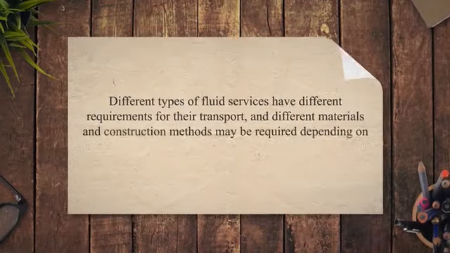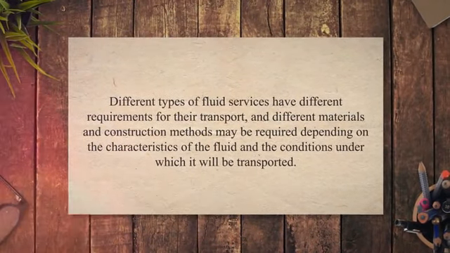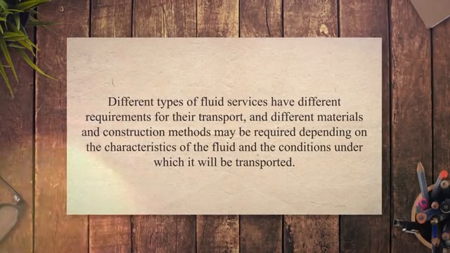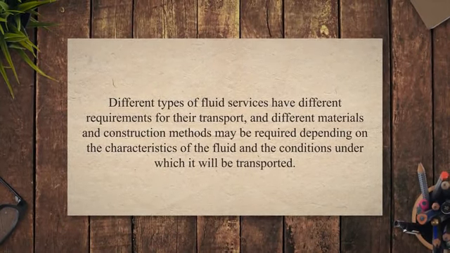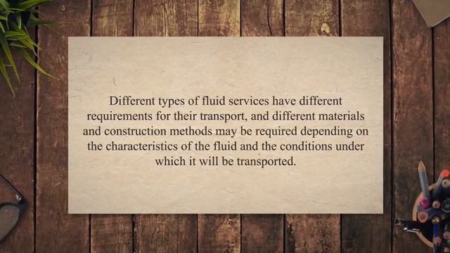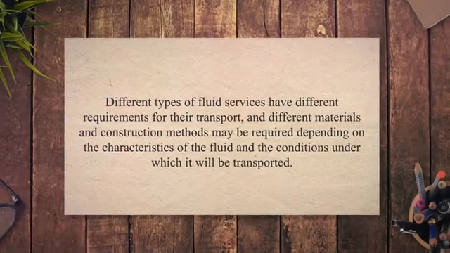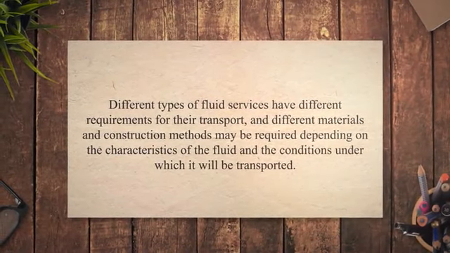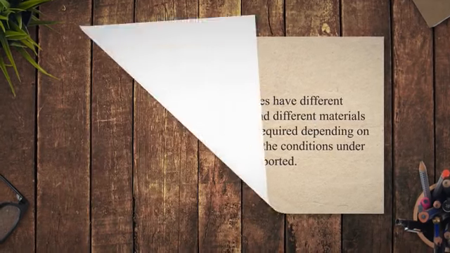The selection of appropriate piping materials and construction methods is crucial for ensuring the safe and efficient transportation of fluids in process piping systems. Different types of fluid services have different requirements for their transport, and different materials and construction methods may be required depending on the characteristics of the fluid and the conditions under which it will be transported.